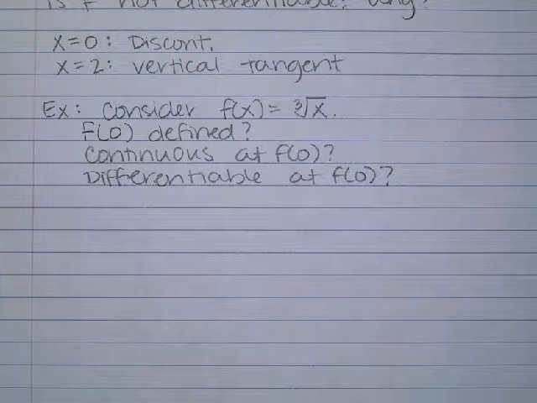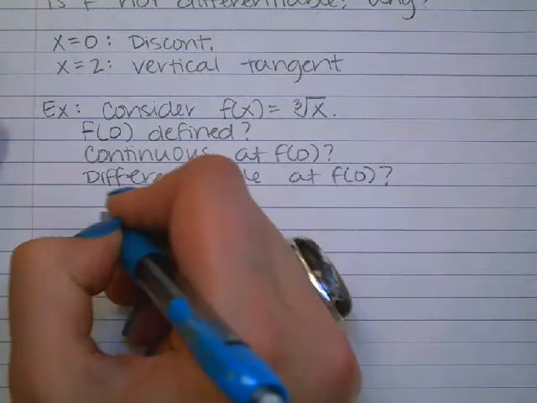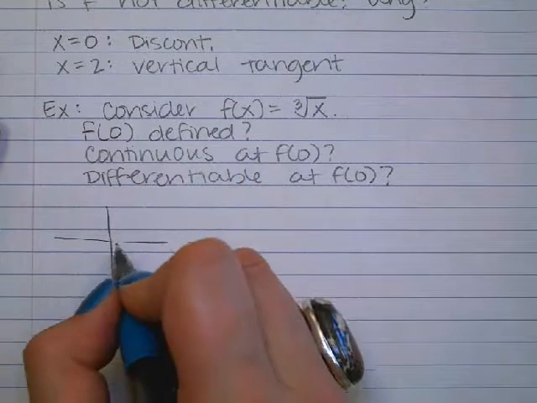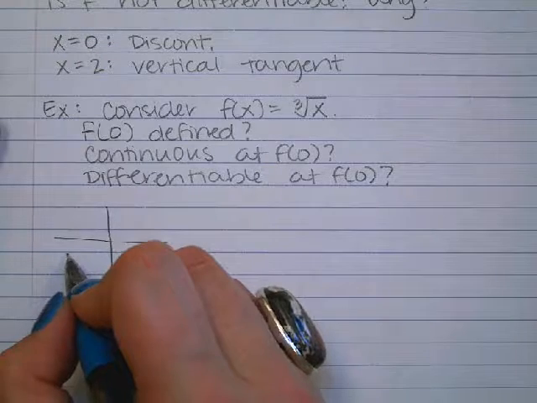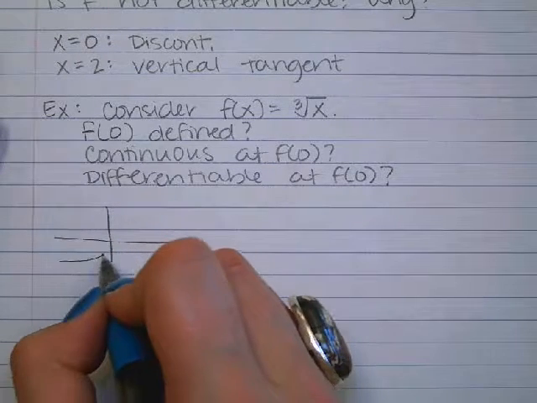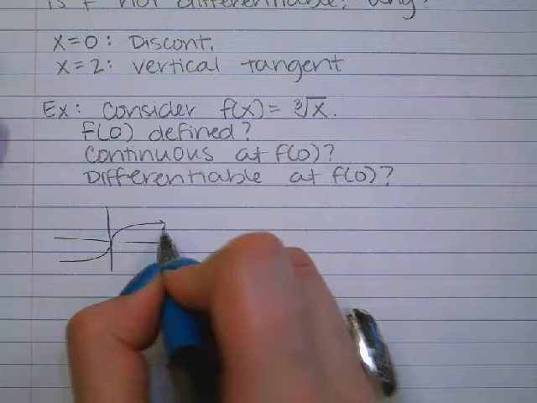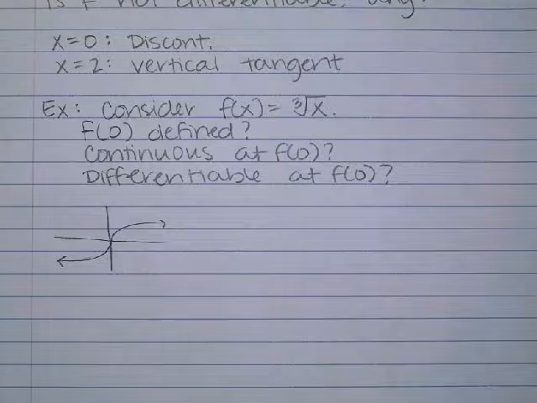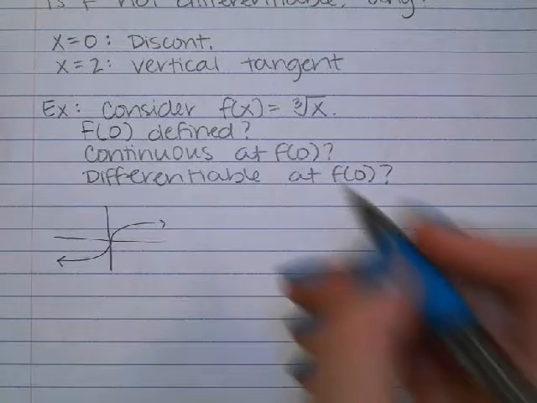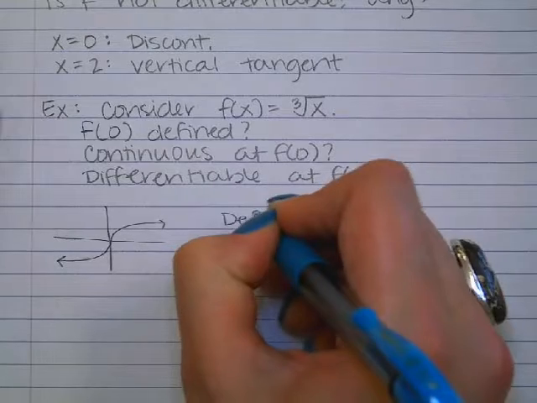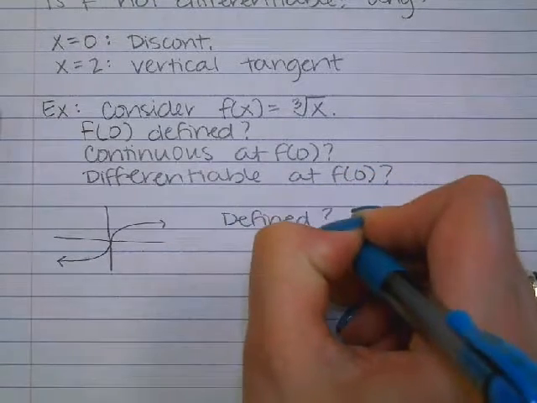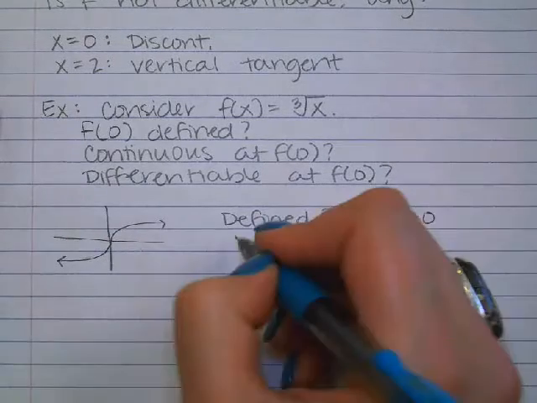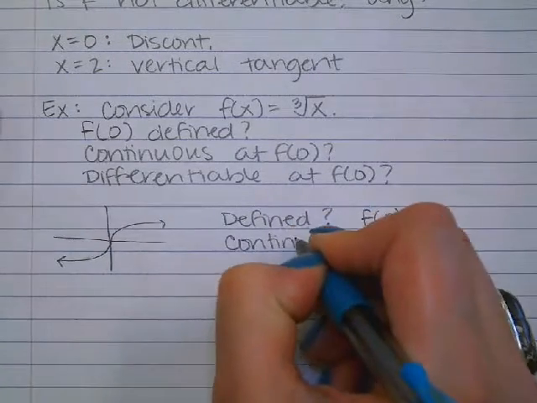Yeah, it's an S-curve, but it's on its side. So it goes, let me remember, yes. It goes like this. That's what a cube root graph looks like. All right, so is it defined? Yeah. What is f of 0? 0. Okay. Is it continuous?